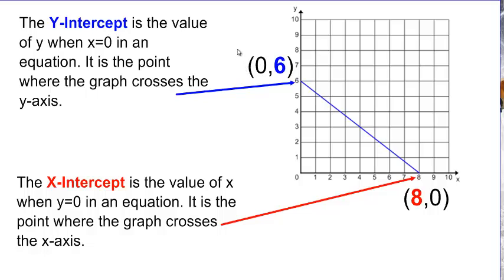Making sure you write your intercepts as coordinate points is valuable at all times, because we always want to know whether we're talking about a y-intercept, like this one here of 6, or an x-intercept, like this one here of 8.